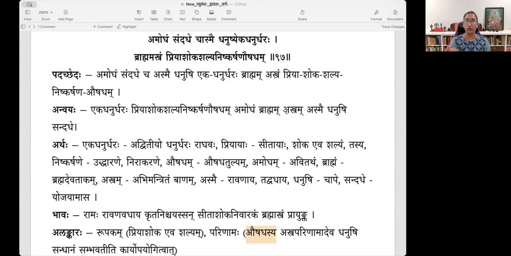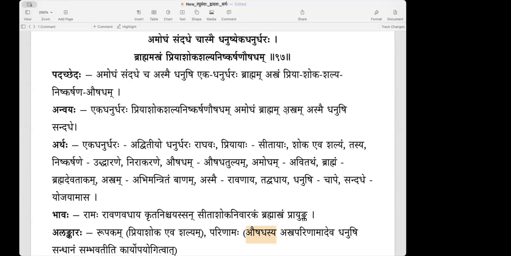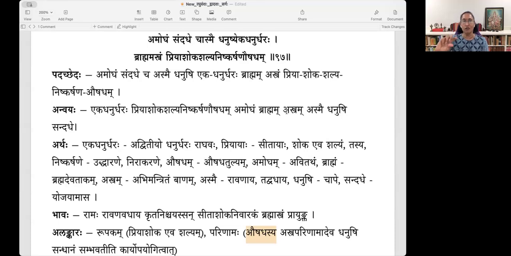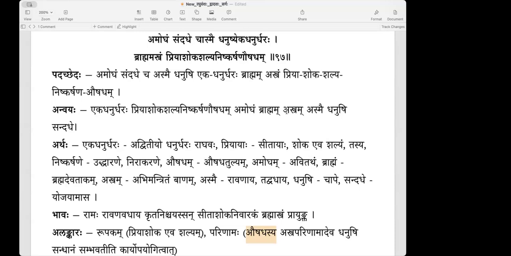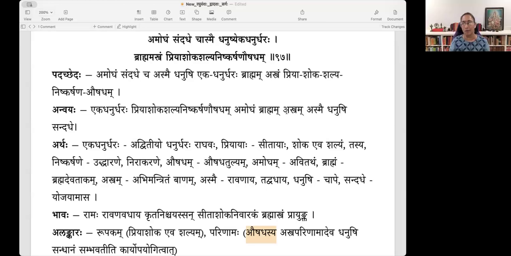Here you can't use paramparita rupakam because there is another alankara that follows it, which is parinama. Usually parinama is the next step for rupakam. Once you find that the next step is present, then you can't use that here. The paramparita rupakam is not your main alankara. The main alankara becomes your parinama alankara. There is one rupakam present, which is shoka shalyam.